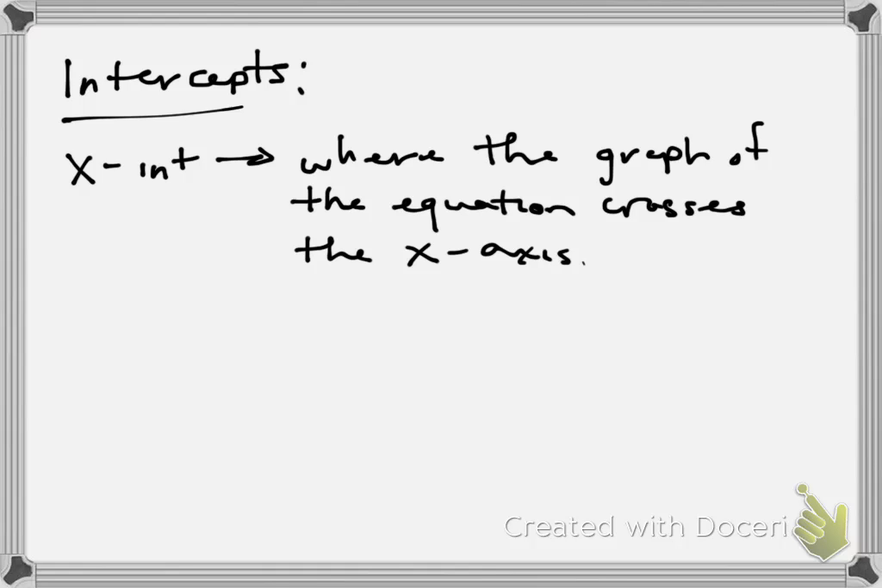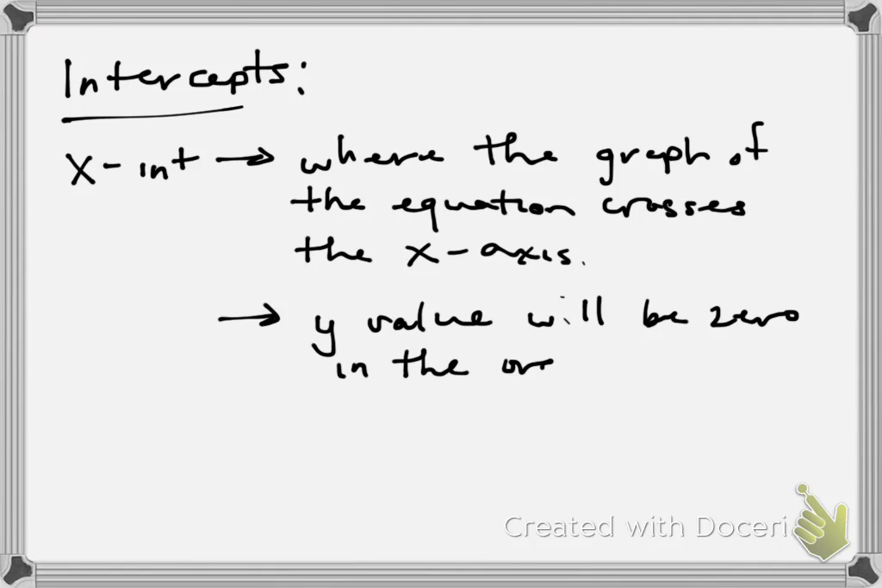What else do we know about x-intercepts? What do we know about the ordered pair of an x-intercept? The y value is 0 for every ordered pair. I had a feeling you were going to say that. Don't be scared. This is a safe place. Don't worry about being wrong, all right? You don't learn anything if you don't get something wrong. The y value will be 0 in the ordered pair.